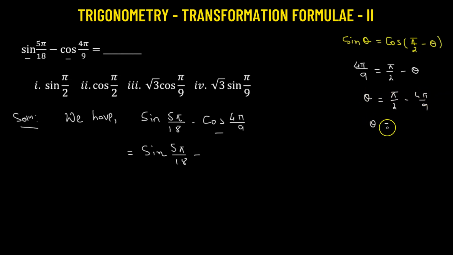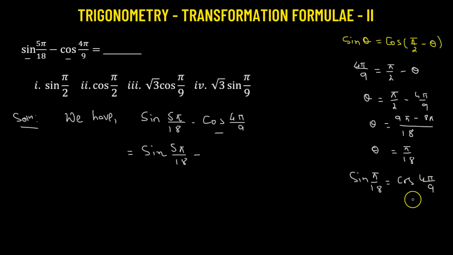So when you solve this, we're going to get a denominator of 18. So we have 9 pi minus 8 pi, which will be equal to pi over 18. So what we're trying to say here is that sine pi over 18 must be equal to cosine of 4 pi over 9. So let's substitute this value here. So we have sine pi over 18.